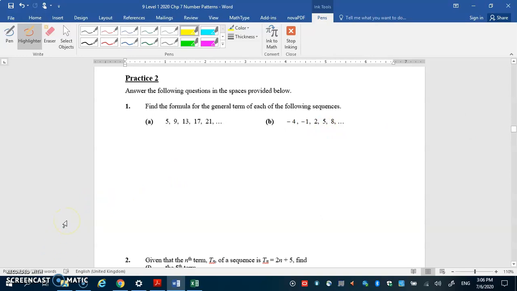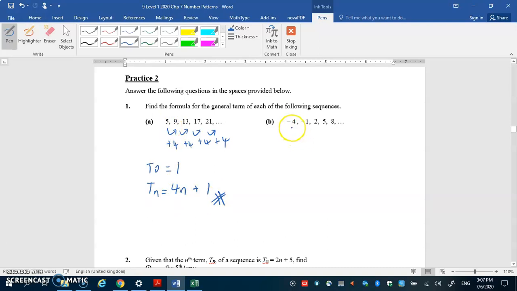Okay, I hope you have done question 1 and 2. Now let's look at 1a. Common difference is plus 4, plus 4, plus 4, plus 4. Okay, so all you need to do is to find the 0th term. 5 minus 4, the 0th term would have been 1. And then you apply formula to find Tn. Okay, so Tn will be 4n plus 1. Right? When n is 1, 4 times 1 plus 1, you get 5. So T1 is 5. Makes sense, right?